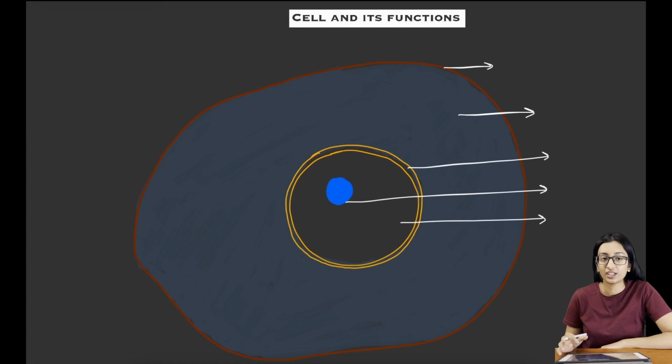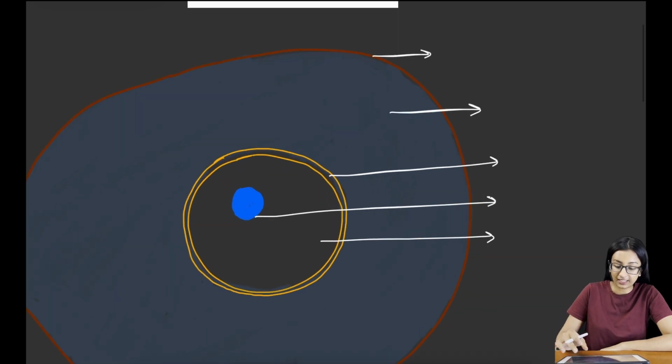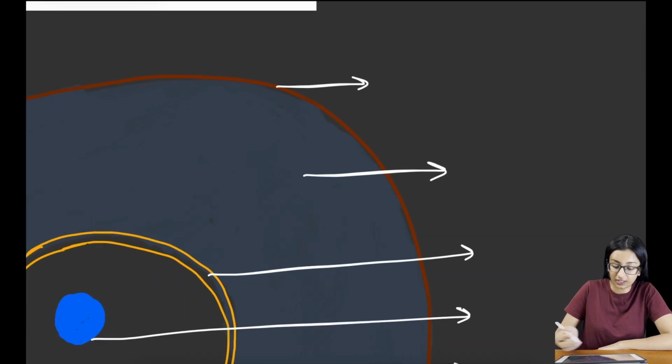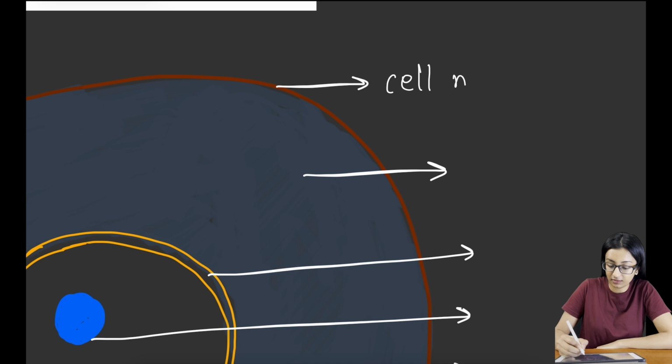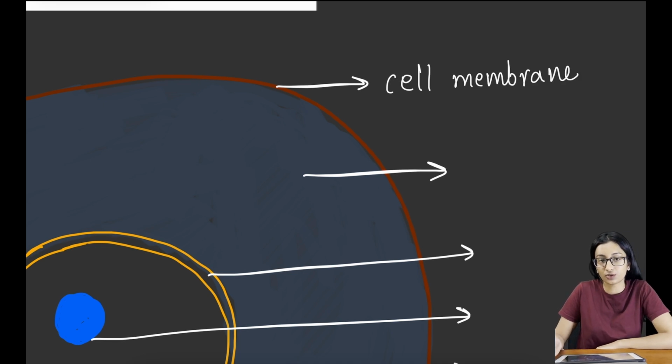So welcome back, and today's topic will be cell and its function. I have a diagram actually of a cell. So let's identify each of the parts of it. The first here is the cell membrane, or it is also known as plasma membrane.